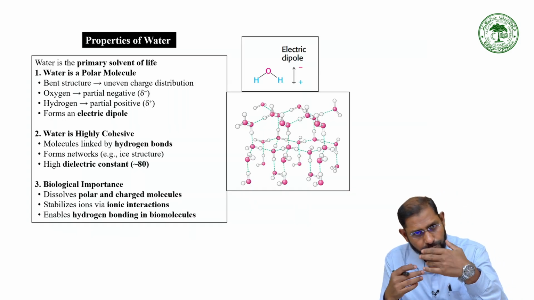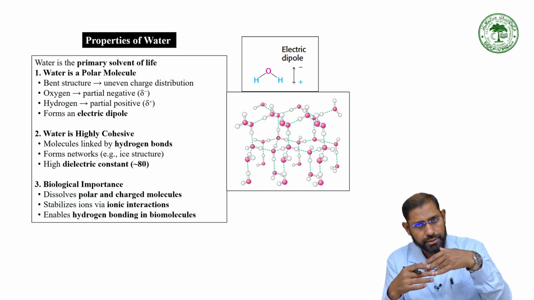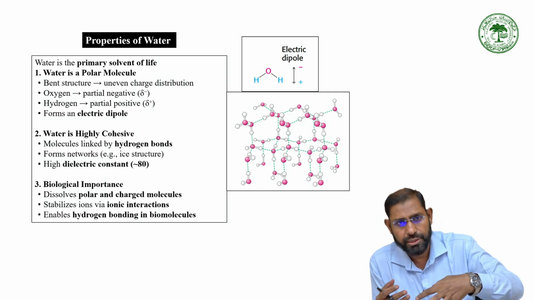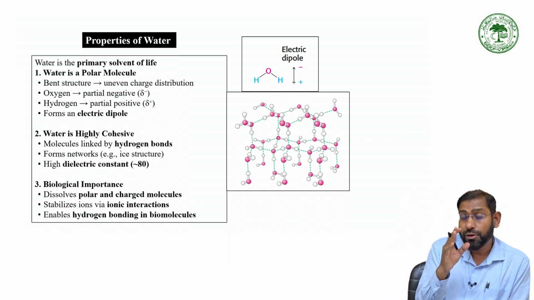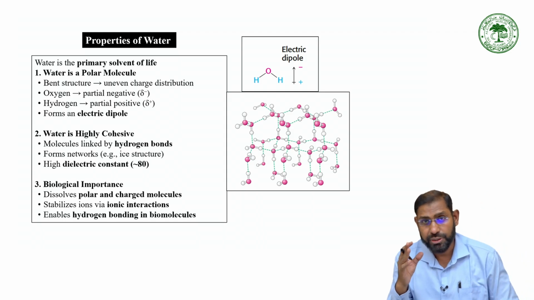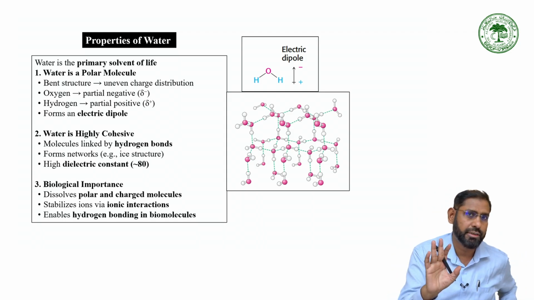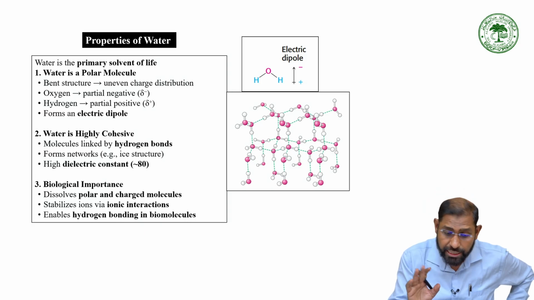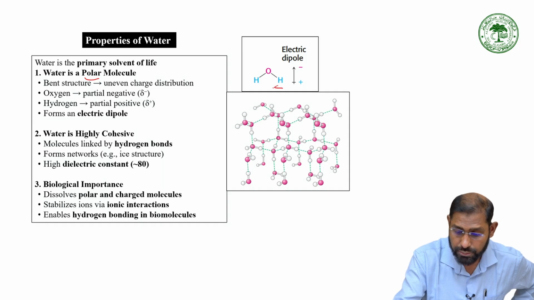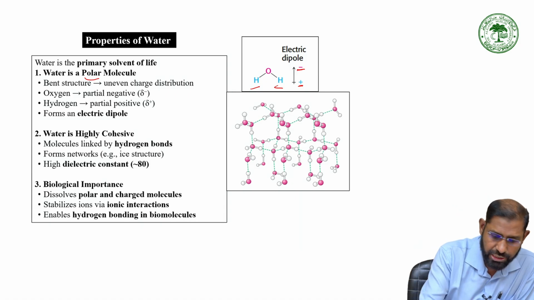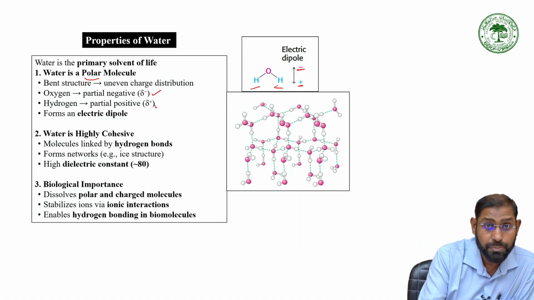Now, before going to the hydrophobic interaction, the last non-covalent interaction, we have to explain the properties of water. That's very important. Water is the primary solvent of life. We know that our body is more than 70% water. Water is very important for survival. Water is a polar molecule because it has two hydrogens and one oxygen, and it is tilted like this. Oxygen has a partial negative charge and hydrogen has a partial positive charge.